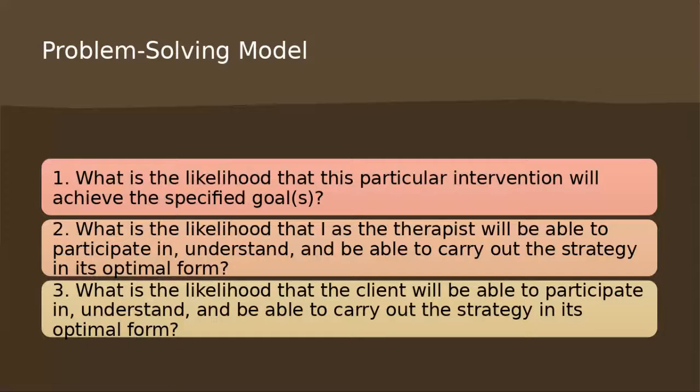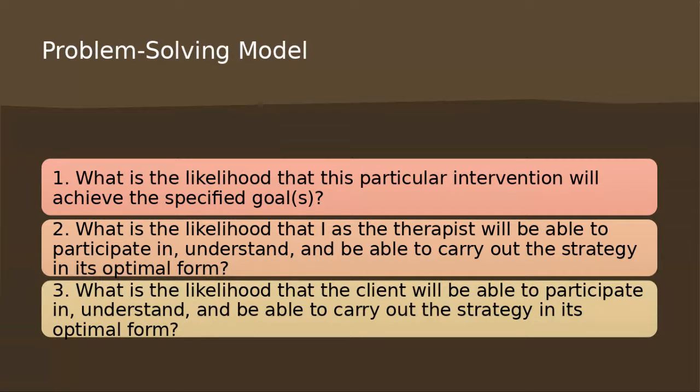The first matching model that we'll discuss is the problem-solving model. This model involves asking a series of questions to select interventions. The first question is, what is the likelihood that this particular intervention will achieve the specified goals? You, of course, want to make sure that your intervention selection is driven by the achievement of the goals you've identified along with the client. So you want to make sure that the interventions are likely to achieve those goals.